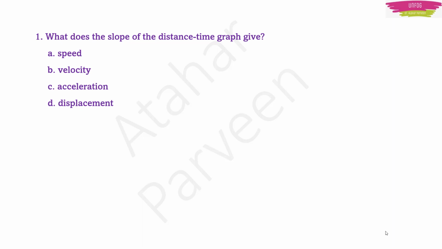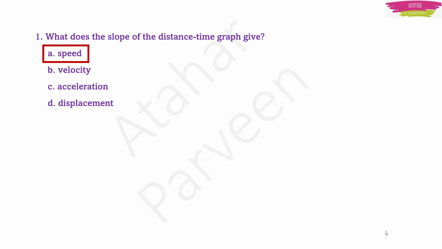In our previous class, we learned how to draw the distance time graph, right? What was the slope? If you recall, it was speed. If you don't even recall the graph, you just need to know that speed is equal to distance upon time, right? So you can apply that formula. You will come to know that the distance time graph should give speed as the slope.